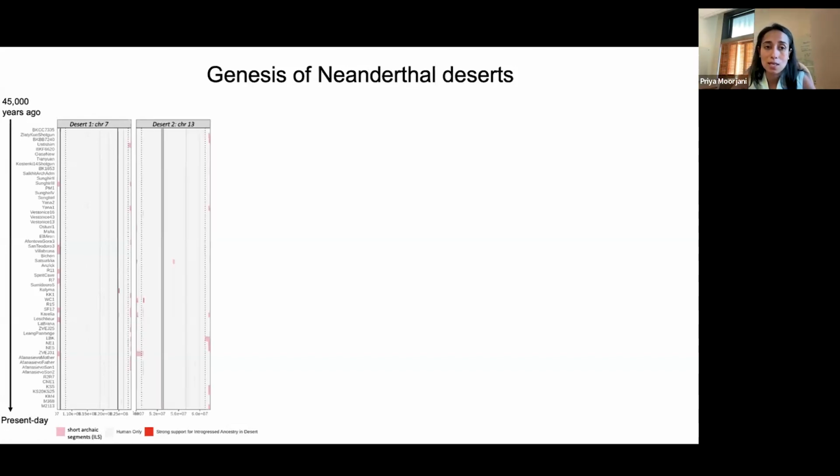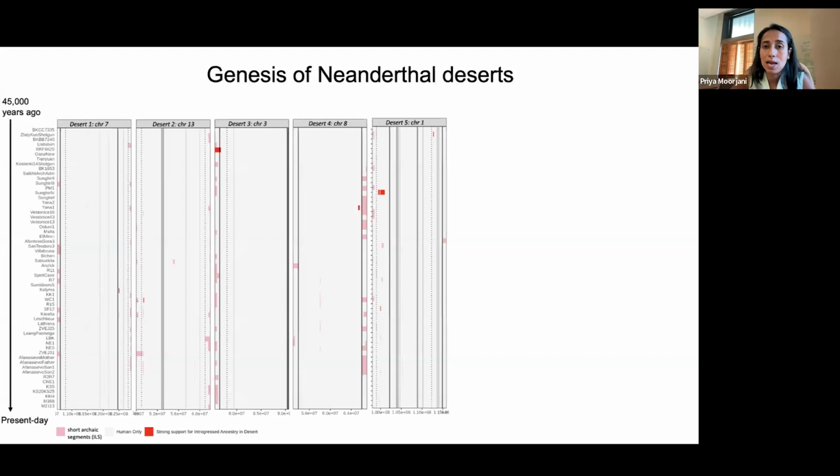We can do this exercise for other deserts also. And we find the same pattern, and very rarely do we see any Neanderthal ancestry. Maybe in this last desert, we find some Neanderthal ancestry in a few individuals. And what this is telling us is that these deserts were formed very quickly. Maybe Neanderthals had some deleterious variants that would not allow the people who had these variants to survive. And so they quickly got purged from modern human genomes. And then what was left behind is possibly mostly neutral.